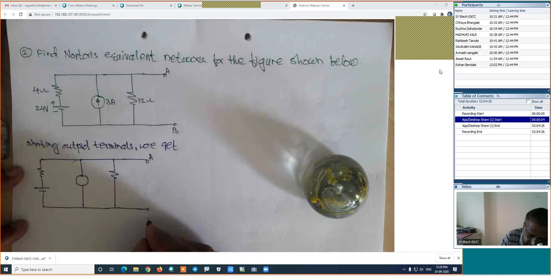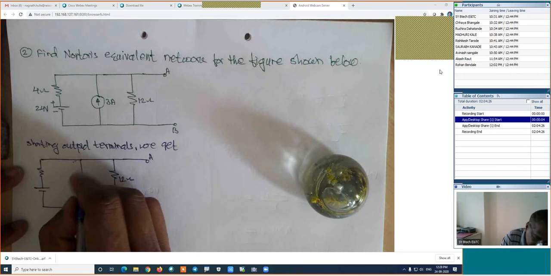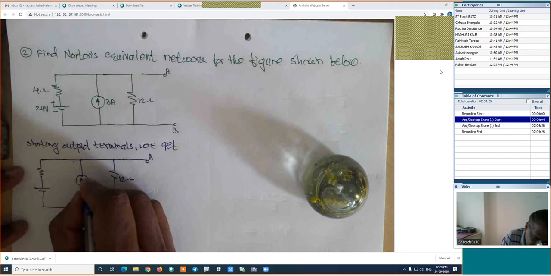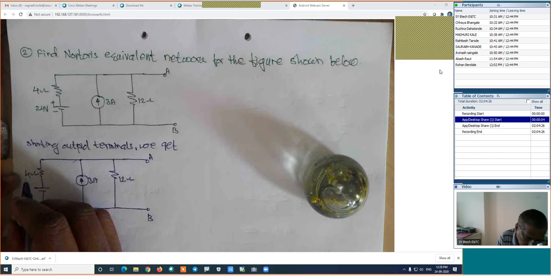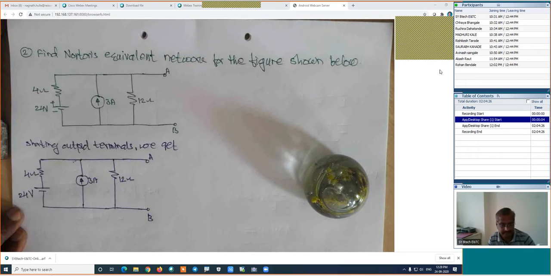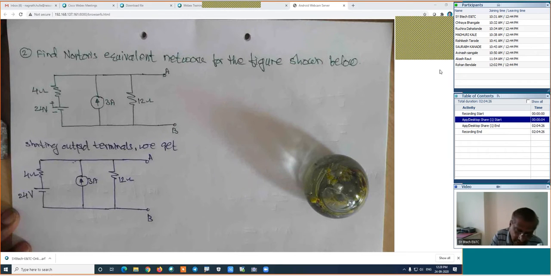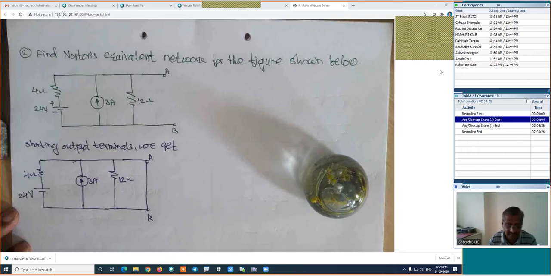Here is A. This is B. Here it is 12. This current is 3 amperes. This is 4. And this voltage is 24 volt. Is it right? And we have to short these output terminals.